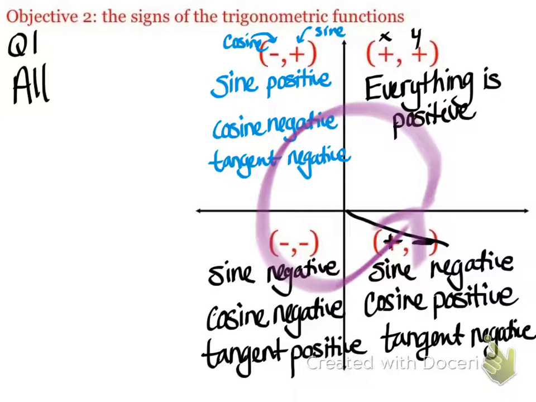Quadrant 1, all things are positive. In quadrant 2, sine is positive. So our mnemonic device is going to be All Students, because in quadrant 1, all things are positive. In quadrant 2, students are positive. S for sine. Sine is positive. S stands for students, and for sine.